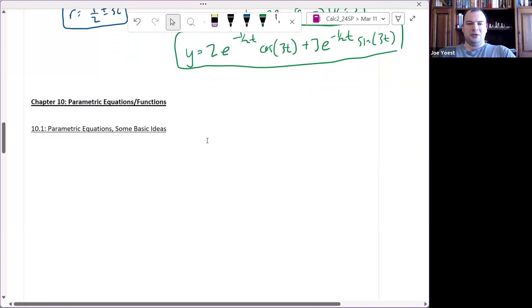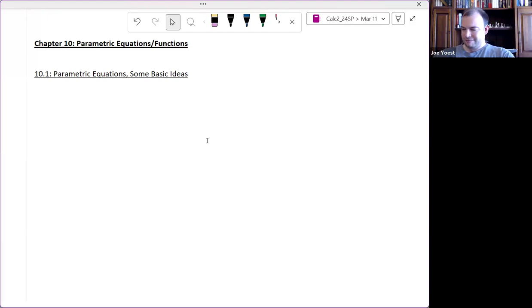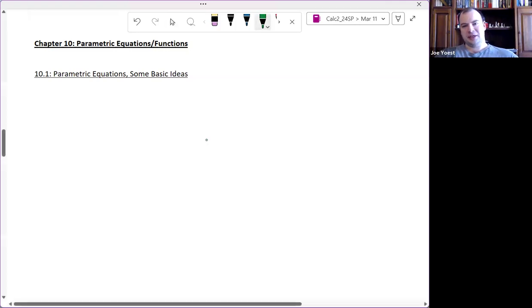Okay, so moving on then to chapter 10, if there aren't any questions in differential equations. Moving on to parametric equations and functions. Let me bring up my notes here as we're switching gears. All right. So completely shifting gears here to a completely different topic, parametric equations. So let's talk about some basic ideas. What's the basic idea here?